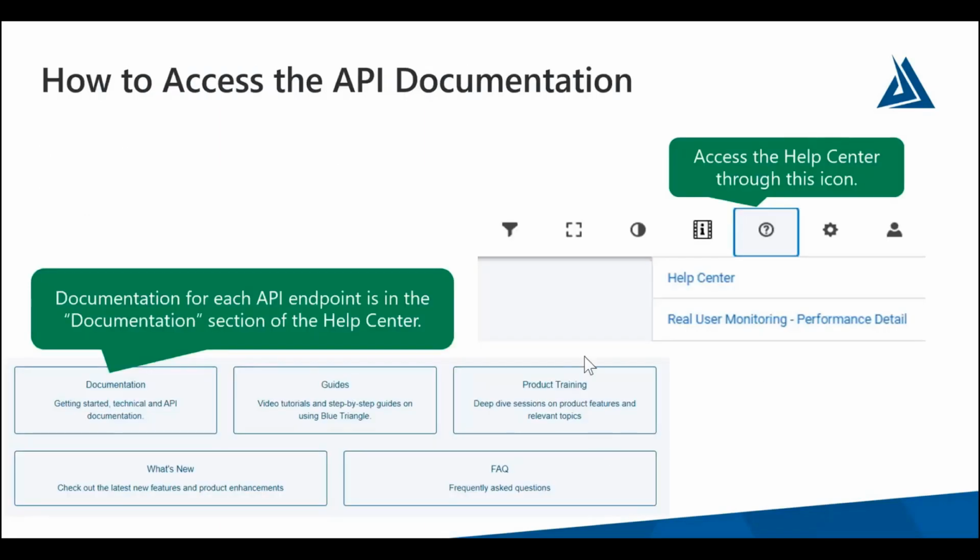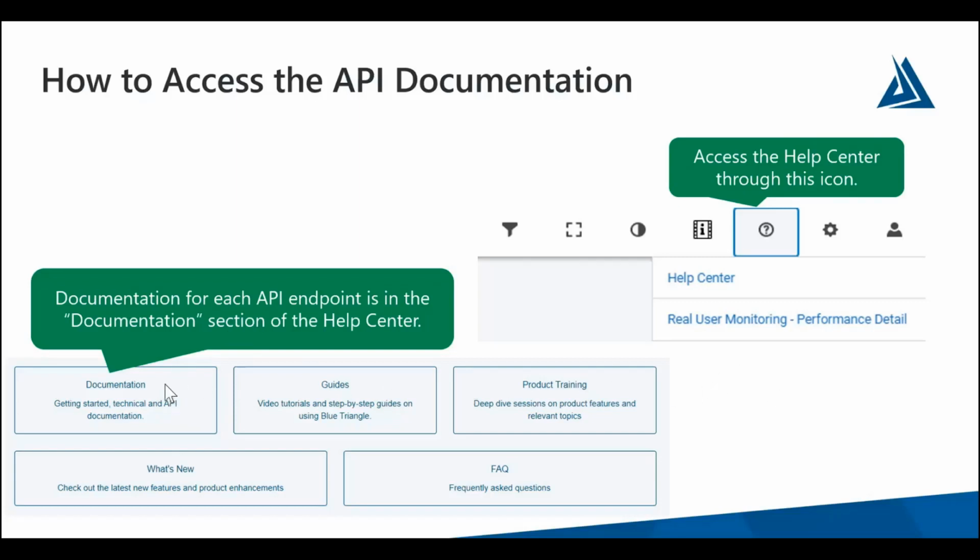All right. So a couple of quick things. The first is how to access the API documentation. If you're in Blue Triangle, you can click the question mark icon and go to the Help Center, and under the big button for documentation there will be a new page with a section for API documentation, which has loads of great information about the API and its various endpoints.